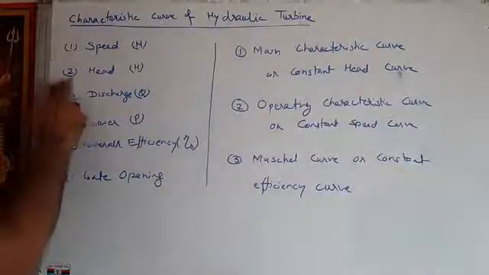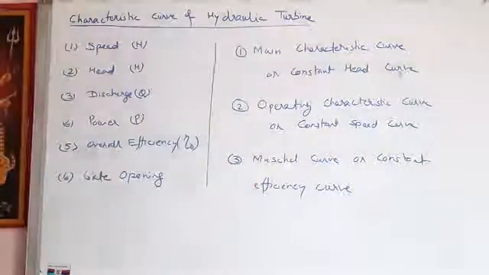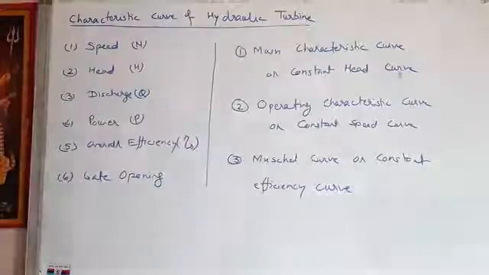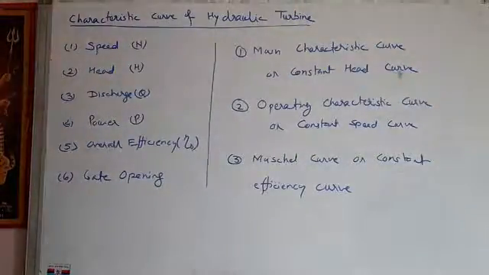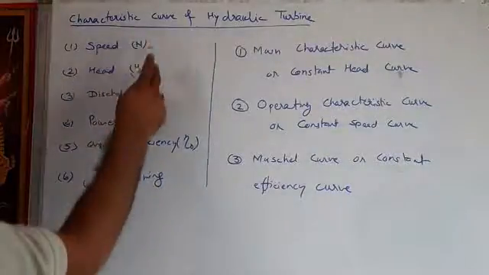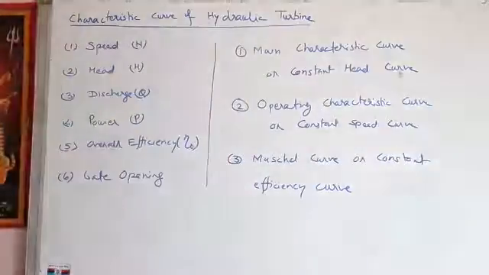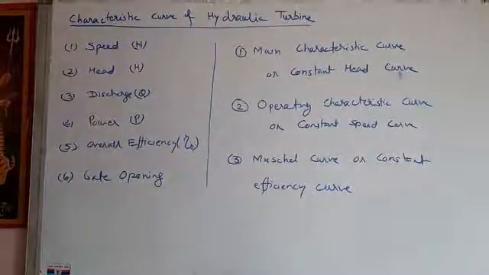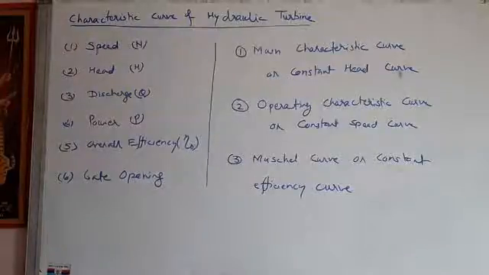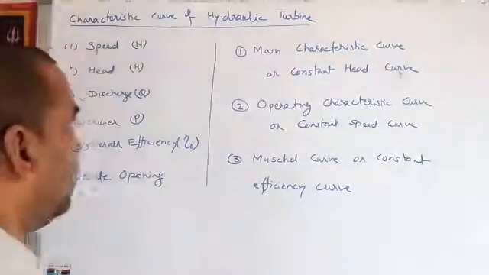If we take H, the head, as constant, then the variation of the other 4 parameters with respect to any one of the remaining 2 independent variables, N and Q, is plotted and various curves are obtained. These curves are called characteristic curves. The following are the important characteristic curves of the turbine.